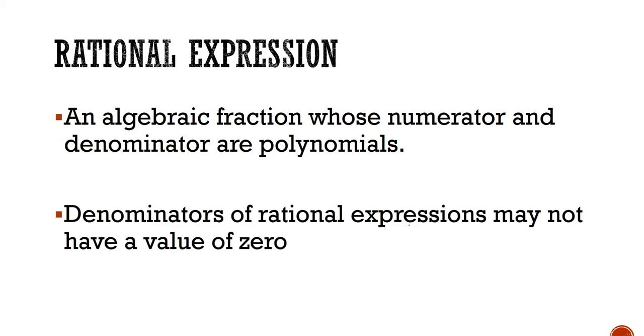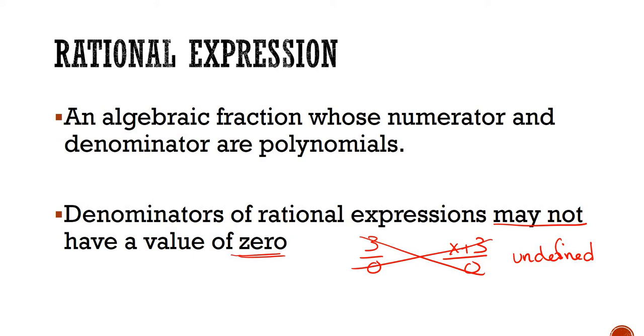The denominators of rational expressions may not have a value of 0. Anything over 0, 3 divided by 0, x plus 3 over 0, anything over 0 is undefined. You cannot divide by 0, and so we cannot have rational expressions where the denominator is 0. So one of the things we're going to look at is finding excluded values. And excluded values are any value that would make the denominator of a rational expression equal to 0.